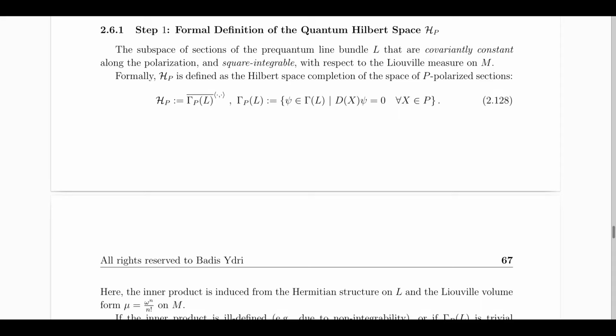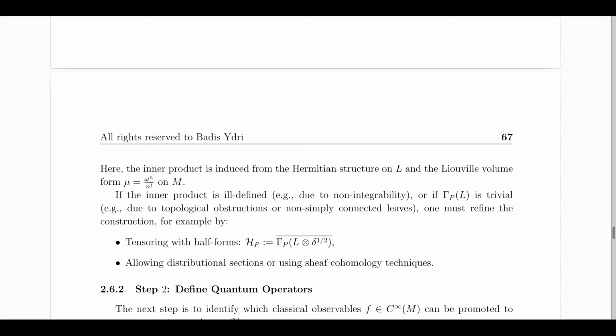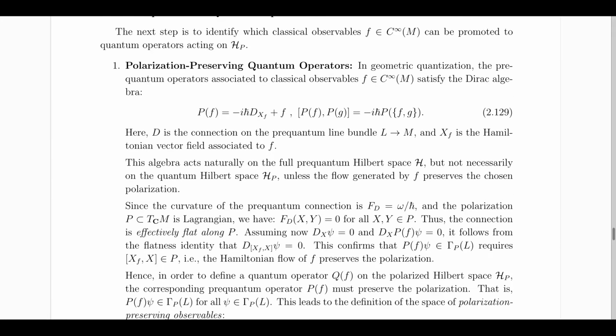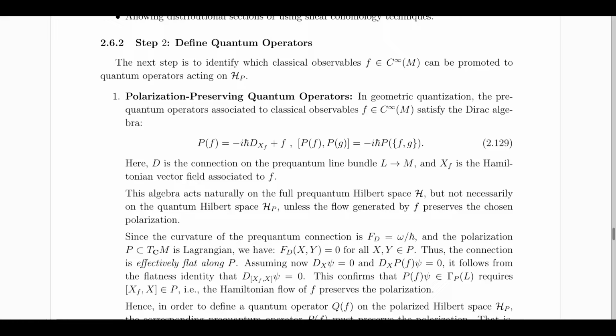But here's a challenge. In many cases, the space of such sections might be trivial or ill-behaved. This could happen due to topological obstructions or singularities in the foliation. To fix this, we refine the construction, either by tensoring with half-forms, allowing generalized sections, or using more advanced cohomological methods.